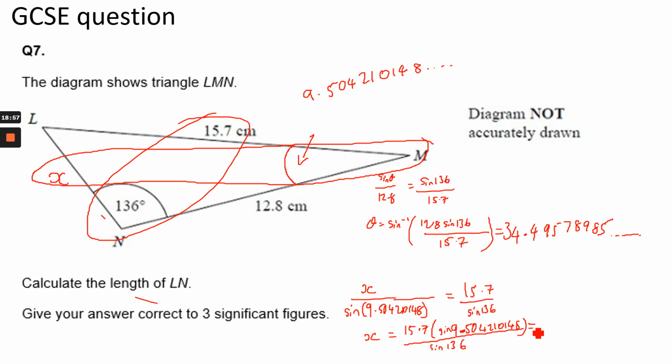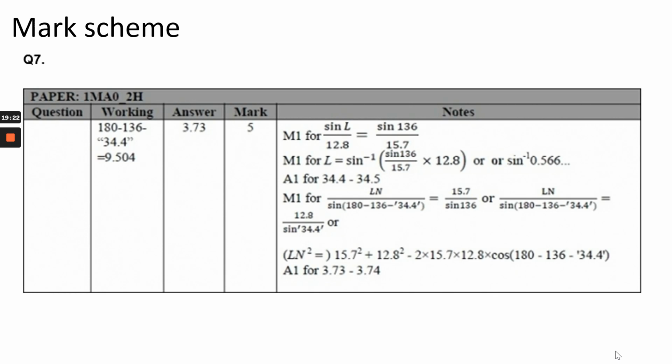So 15.7 times sine 9.504210148 over sine 136. I'm going to make sure I've included the bracket, and I should have got an answer of 3.731885117. In fact, it says 3 significant figures, so 3.73 to 3 significant figures. Hopefully that is the answer when I show you the next slide. Thank goodness for that. I might have done it a very long-winded way, hopefully you have found a shortcut, but that is the correct answer.